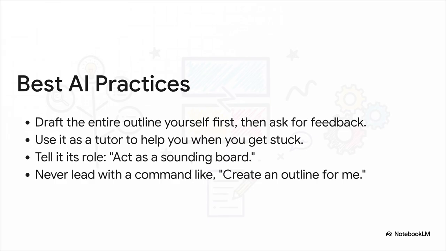So what are the best practices, the ground rules? Well, first, always draft the whole outline yourself. Then, if you get stuck, use AI as a sounding board. Be super explicit about its role. You can literally tell it, act as a tutor for me. And the golden rule, the one you can never break, is never ever ask it to create the work for you. Your thinking, your ideas, they always have to come first.